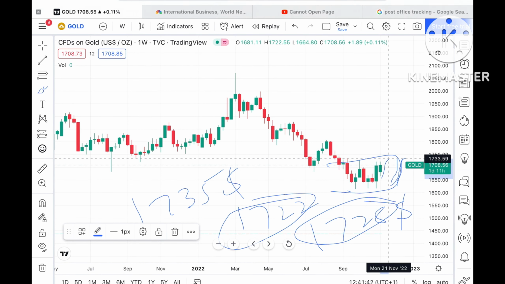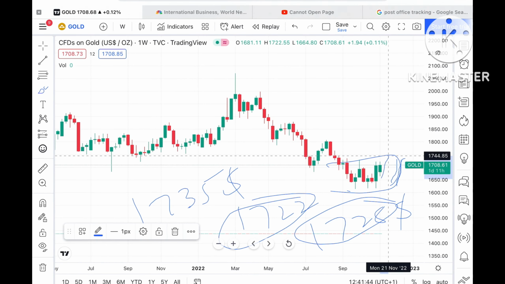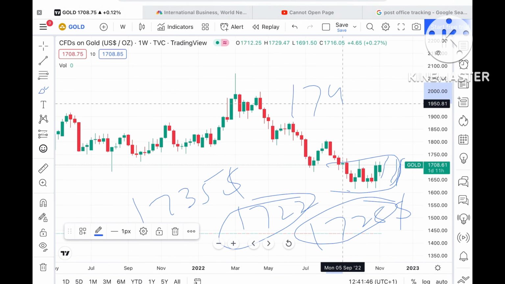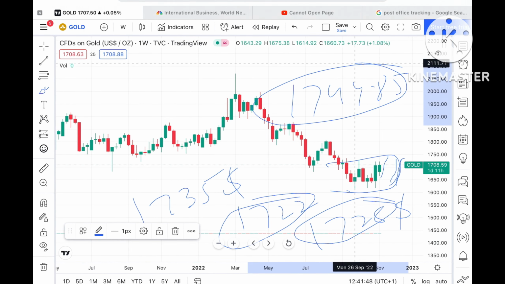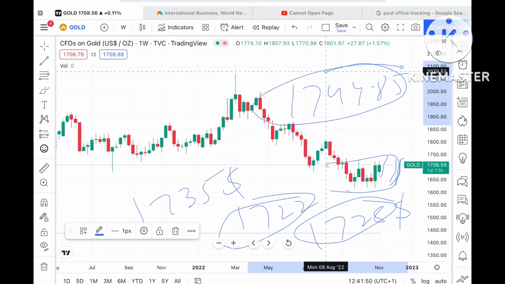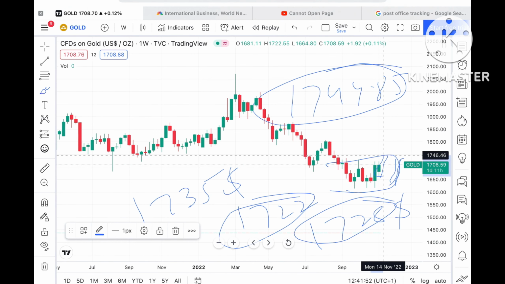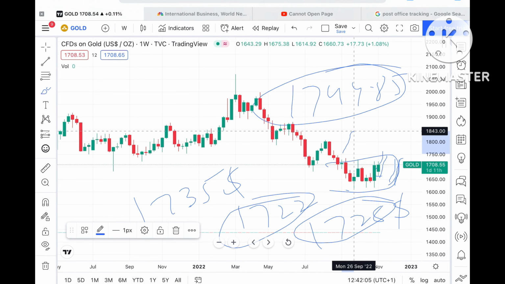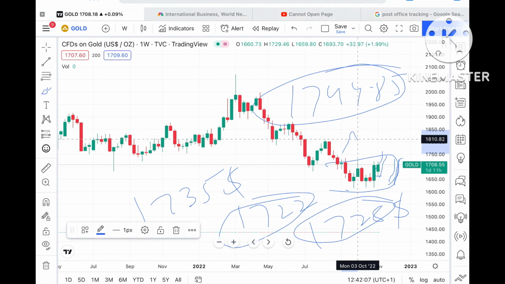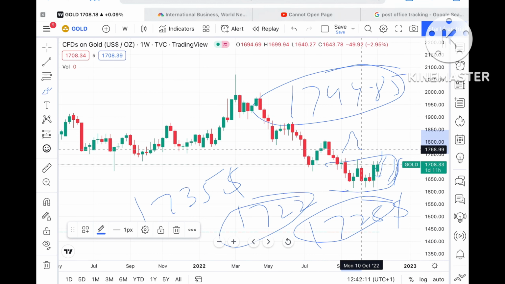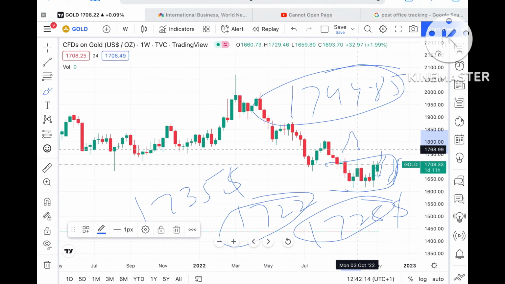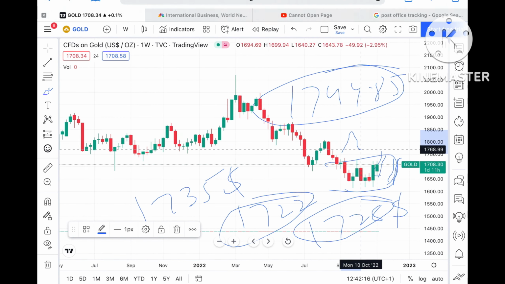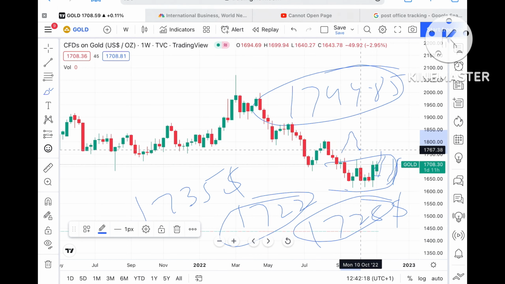Once the price moves above that level, then we can see it can touch a level of around $1744.85, and this $1744.85 is again a weak resistance, so chances will be very high the price can go further high towards a level of $1764, and from there it can move further high and touch a level of around $1770.